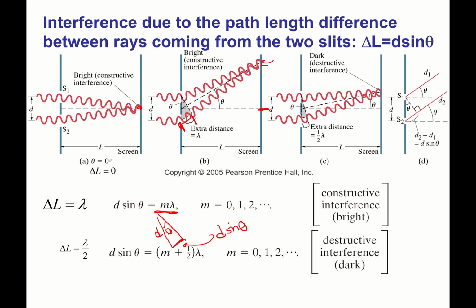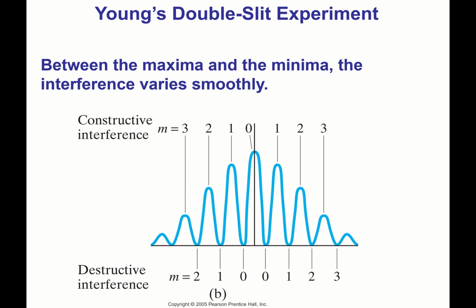So the path length difference, as shown in figure D at the far right, path length difference d sine theta, if it's equal to m, an integer, times lambda, we will get a bright spot. If it's equal to m plus a half, so half a wavelength, 1.5 wavelengths, 2.5 wavelengths, etc., then we'll get a dark spot. So we're going to get an alternating pattern of light and dark spots on the screen.